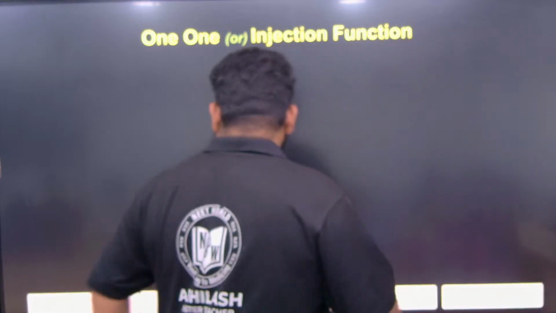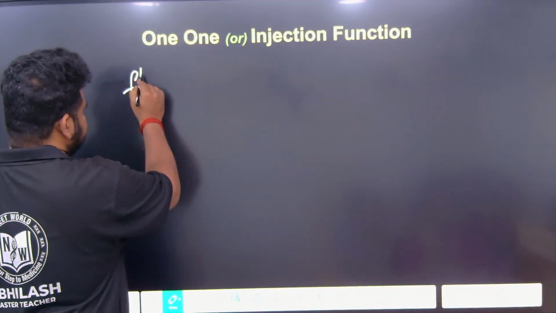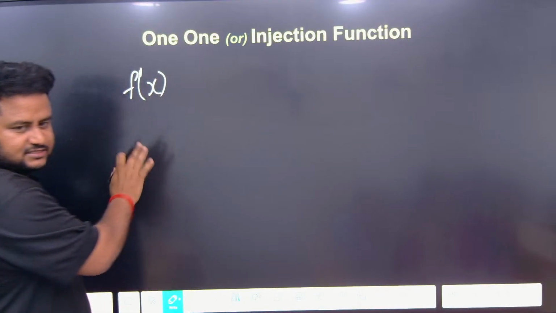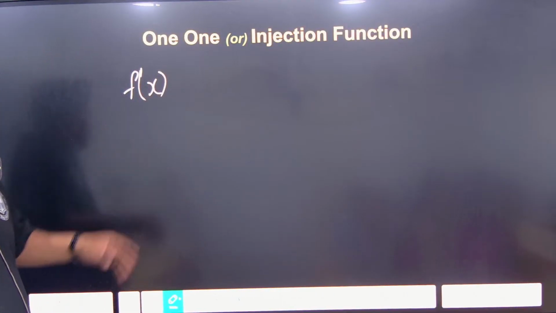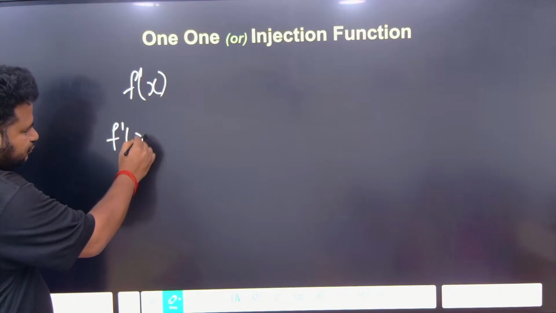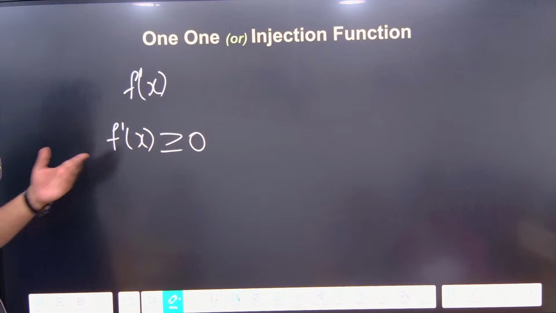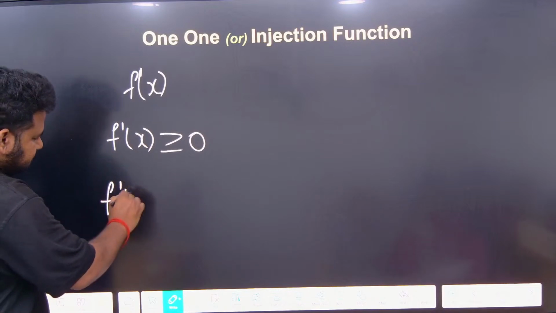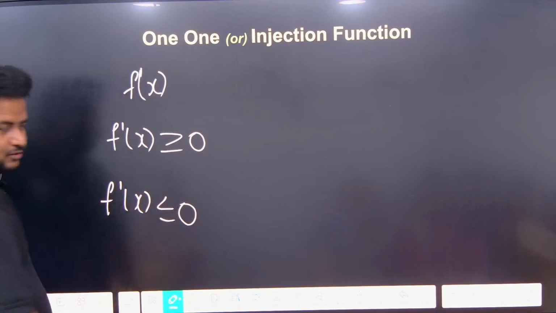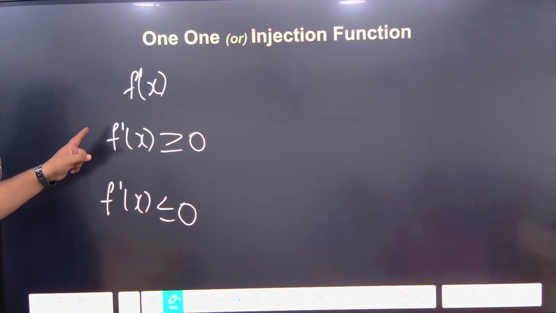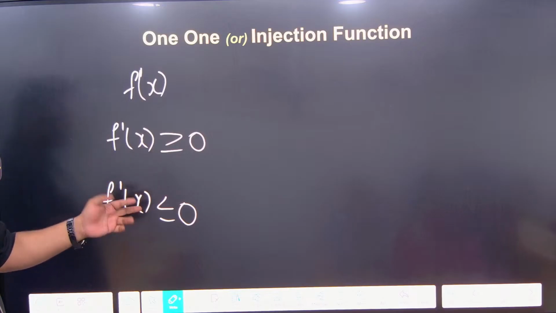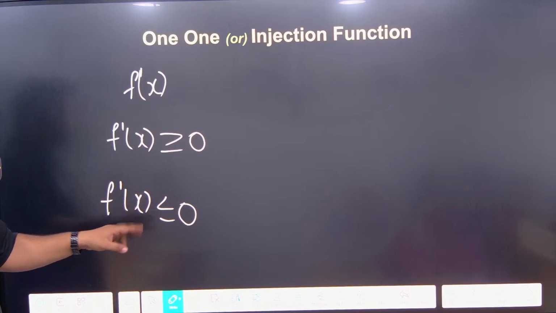See here, if f of x is given, there are various methods, I will tell you just a simple method. You find f dash of x. Once you find f dash of x, if it is greater than or equal to 0, or if f dash of x is less than or equal to 0, then that function is called a one-one or injective function. You are asking how it can be both greater than or equal to 0 and less than or equal to 0. Correct, na? That is your doubt.